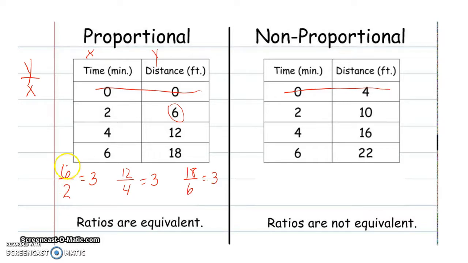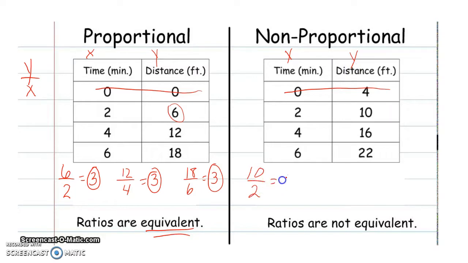So since all of these ratios are equivalent, and I can find a constant of proportionality, which is 3, I can say, yes, this table on the left represents a proportional relationship. Now let's look at the one on the right. Again, I'm going to ignore 0. Let's see if all of these ratios are equivalent. So I'm going to take again, time is my x, distance is my y.